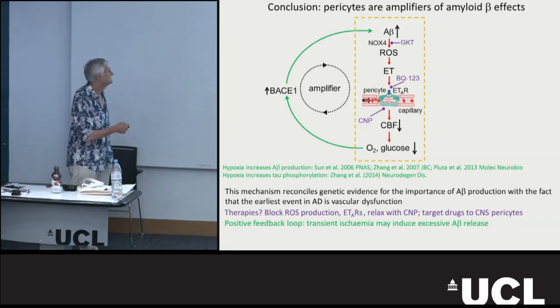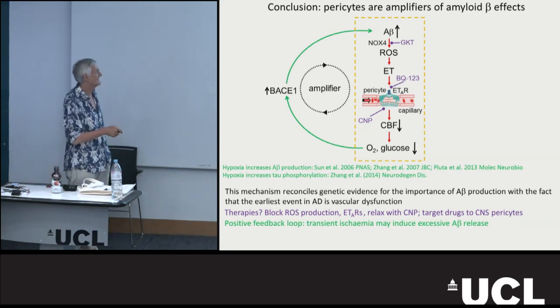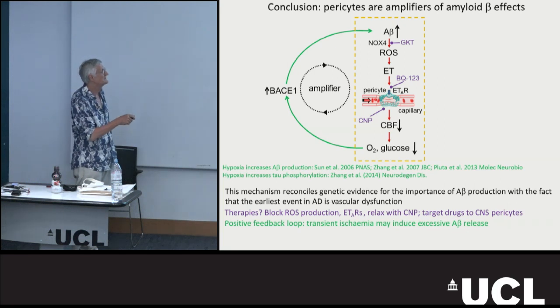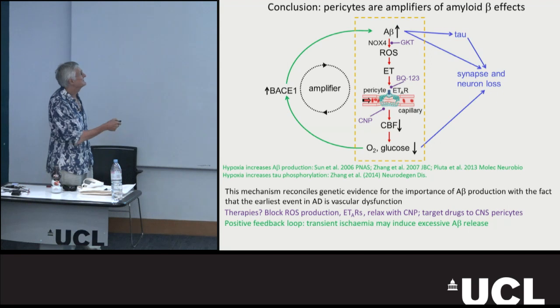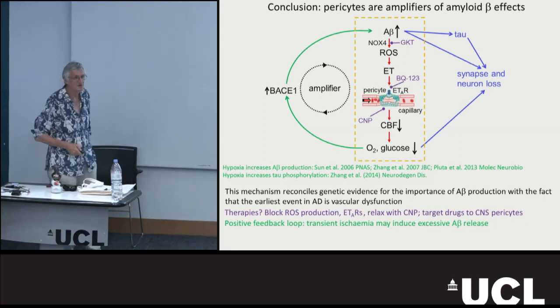Now, it turns out other people have shown that there's a positive feedback loop here. When energy supply goes down, you upregulate BACE, the enzyme which generates A beta, and so that's going to make more A beta, and that's going to cut off energy supply more, and you're going to go round and round this circle. And what that means is that the A beta and possibly downstream tau, which are produced, are going to be amplified by this amplifier, producing synapse and neuron loss.